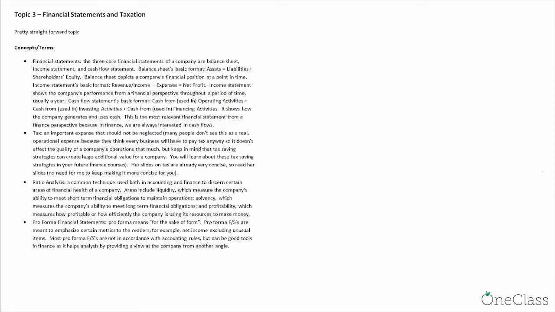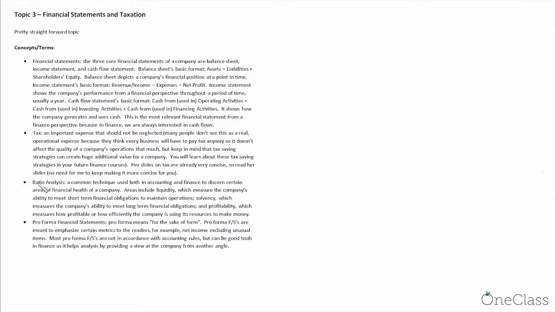Ratio analysis is a common technique used in both accounting and finance to discern certain areas of financial health of a company. Now, these areas can include liquidity, which measures the company's ability to meet short-term financial obligations to maintain operations. For example, paying its utility bill every month, paying its salaries every month so people don't go on strike, and so forth.